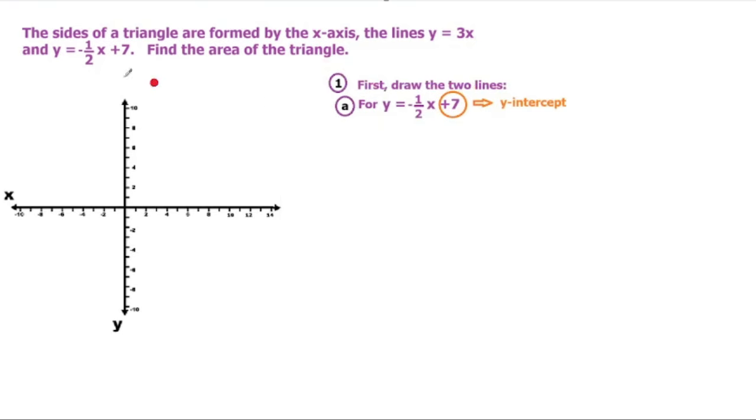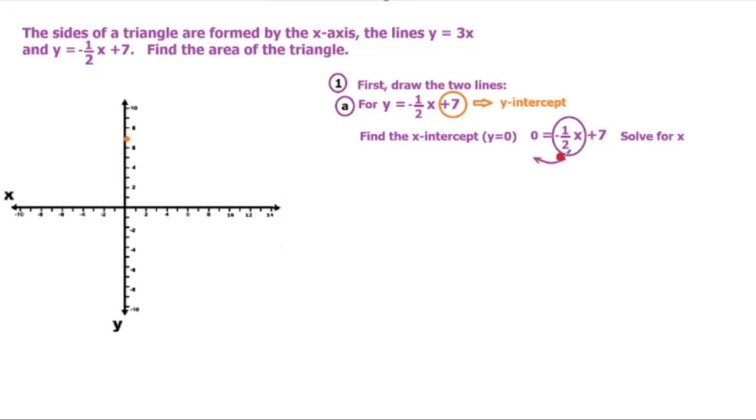Okay, so for this line, y equals negative 1/2 x plus 7. This is the y-intercept, right? So let's put that in. Our y-intercept is 7. So that's it there, that little orange dot. And then we can find the x-intercept. For the x-intercept, y equals 0, so we'll put a 0 here, and we will solve for x.